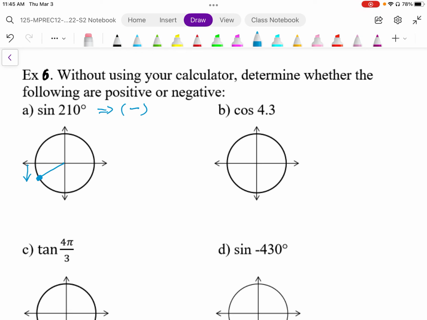Cosine is horizontal. So when we look at cosine, we have to figure out what the horizontal positioning is. Well, we need some references. So 1.57 is pi over 2, 3.14 is pi, and this is going to be about 4.72. So in this case here, 4.3 ends up in quadrant 3. Well, in quadrant 3, for cosine, we are left. So it must be a negative value.